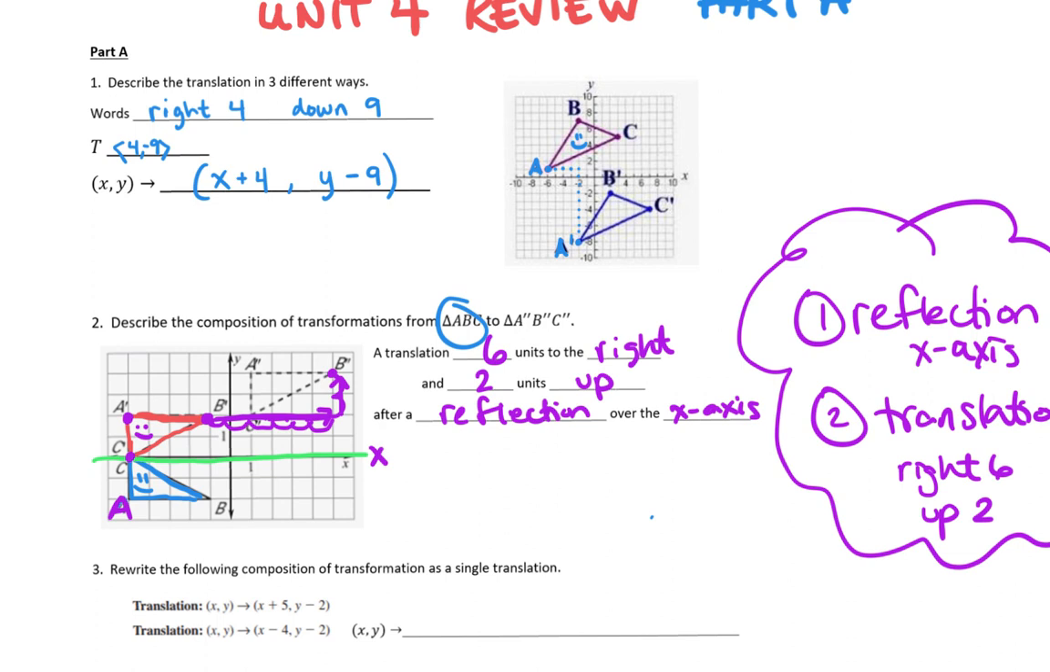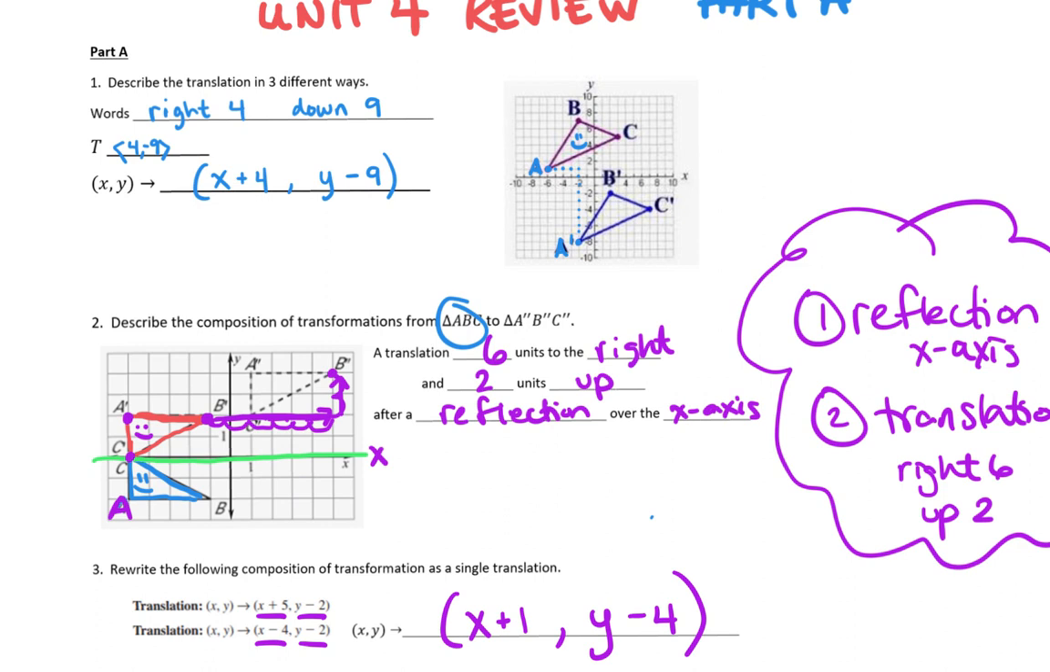Number 3 says rewrite the following composition as a single transformation. So this is like me saying, hey, take 5 steps to the right and then go back 4 steps to the left. If I did that, I would only really be taking 1 step to the right. And then if I said, hey, go 2 units down and then go 2 more units down, I really went 4 units down.